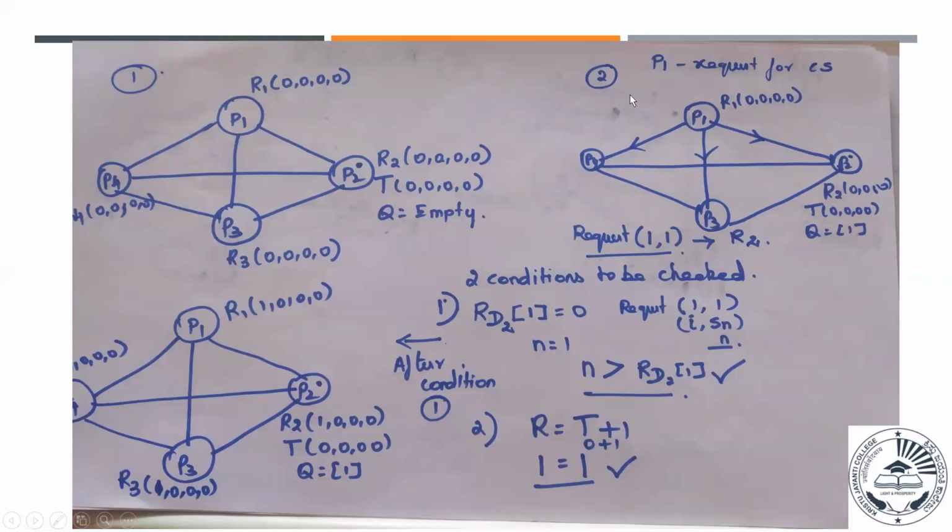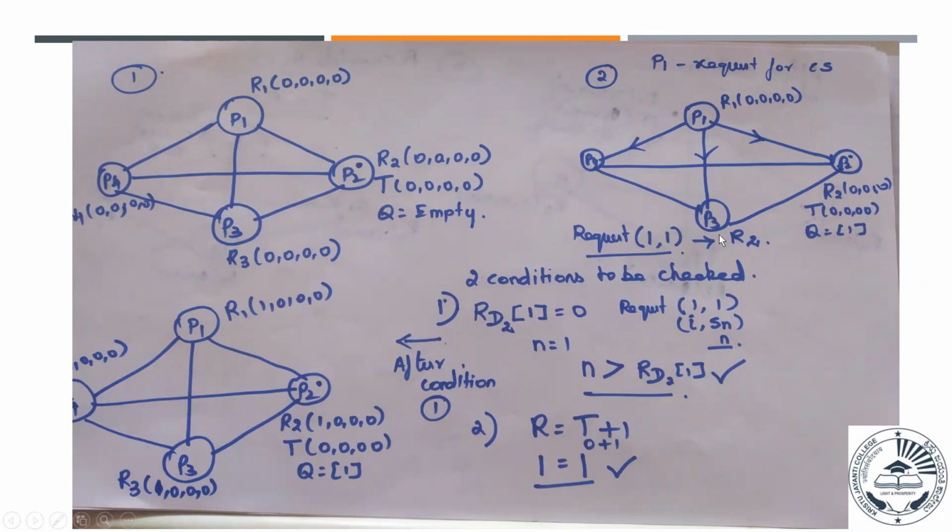Now the second state, point number 2: P1 is requesting the critical section. When P1 is requesting the critical section, you can see in the diagram, P1 sends the request to P4, P3, and P2. All three will receive the request. But who is having the token? P2 is having the token currently. So what will happen? R2 is 0, 0, 0, 0, the token is 0, 0, 0, but Q becomes 1 because one request has come from site 1.